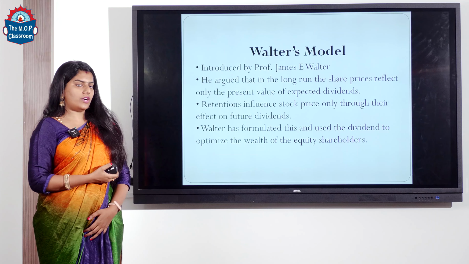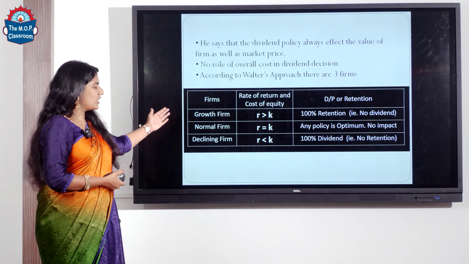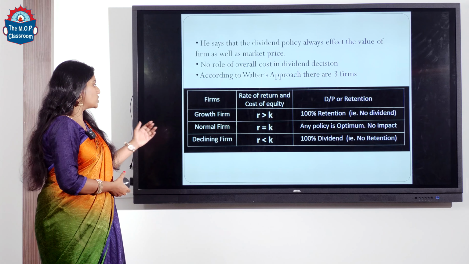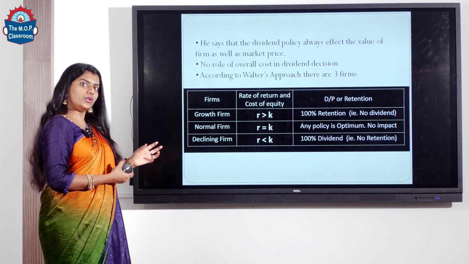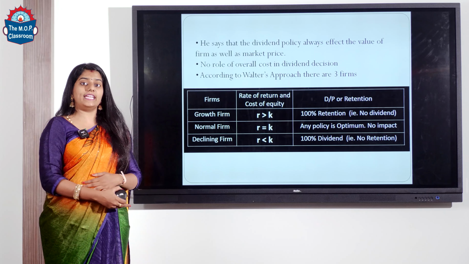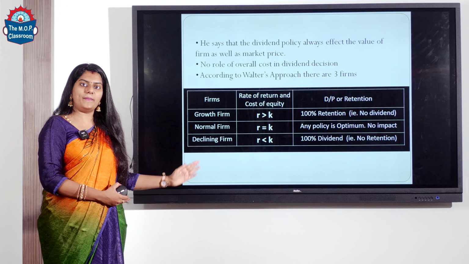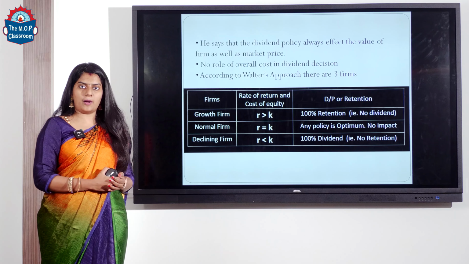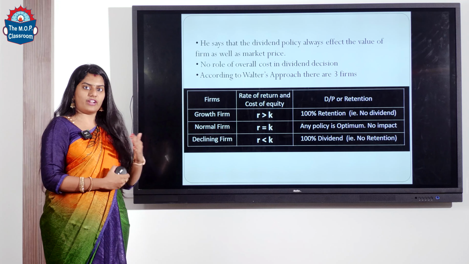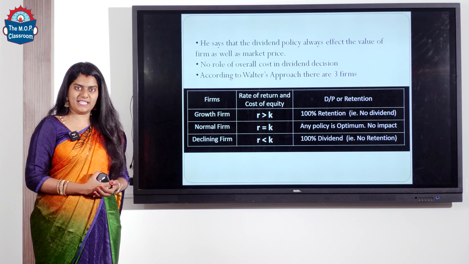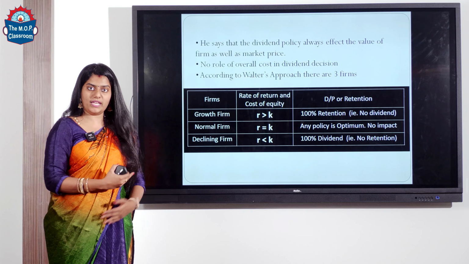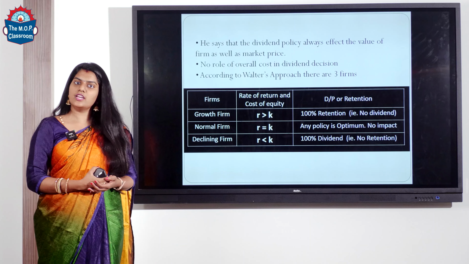Under Walter's model, they are dividing the firms into three different types: one being the growth firm, the next the normal firm, and the last one the declining firm. How do they differentiate between a growth, normal and a declining firm? We are taking two things into consideration: the rate of return that the company earns and the cost of capital. The R represents the rate of return that the company is expecting, and the K represents the cost of capital or the cost of equity that the company intends to pay to its shareholders.